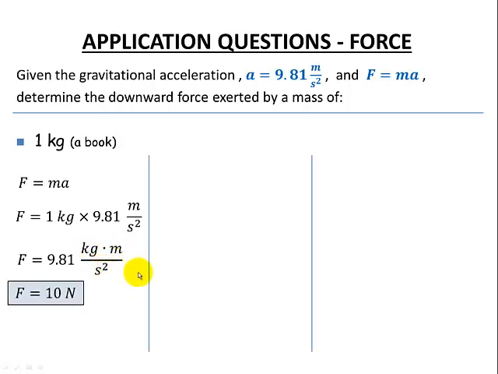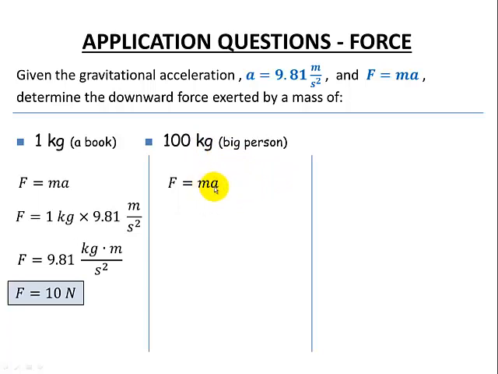And in our new notation, we can write this kilogram meters per second squared as newtons, and very often in forces, we do round these numbers to whole numbers. We will sometimes, not always, in this case I've chosen to do it, so I'm rounding the 9.81 to 10. So the downward force exerted by a book is going to be 10 newtons, so not a very, very strong force. Let's try maybe a bigger person, a 100-kilogram person.